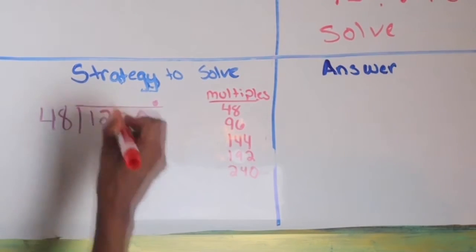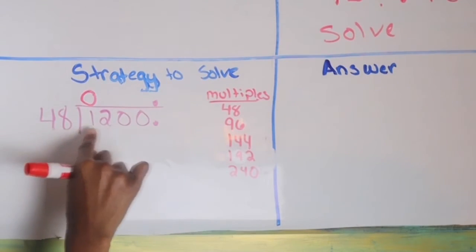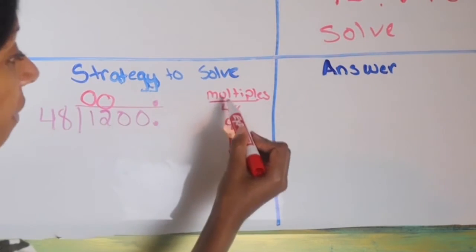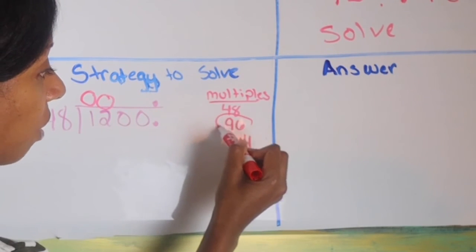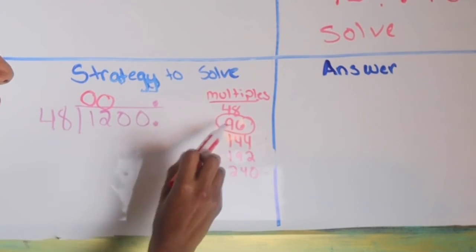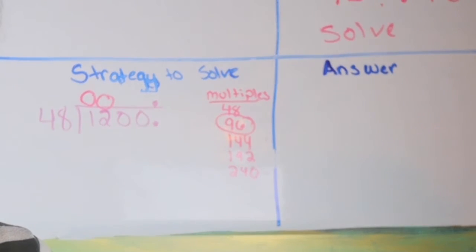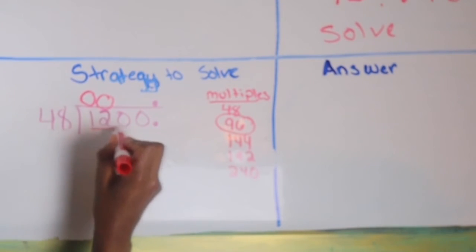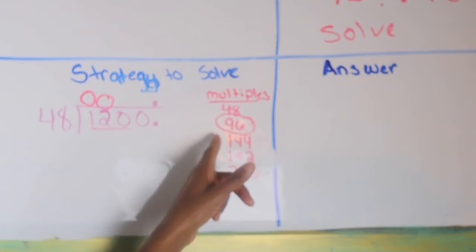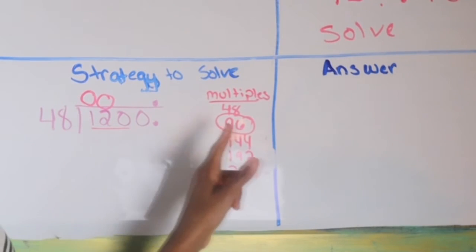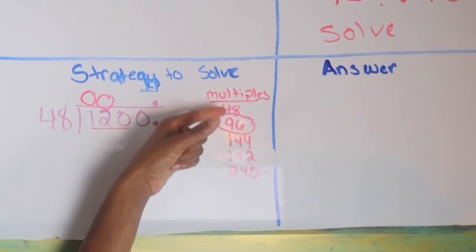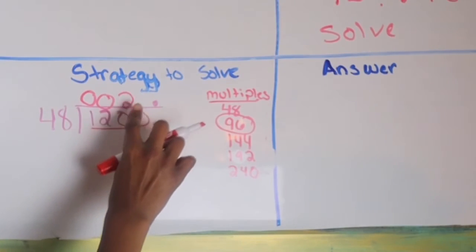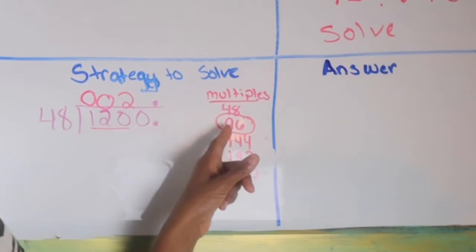48 goes into 1 0 times. 48 goes into 12 0 times. 48 goes into 120. Well, if I look at my list of multiples, I will circle 96. I know that 144 is too big. We never ever want to go over 120. 96 is the closest number to 120, so we're going to use 96. It goes in 2 times. I'm going to place my 2 over the 0. 48 times 2 will give me 96.